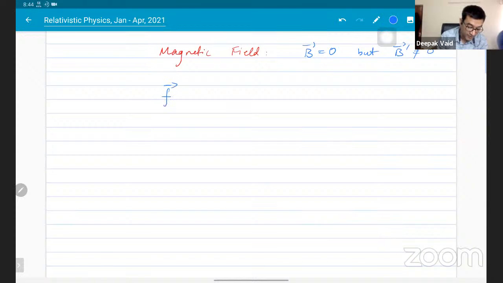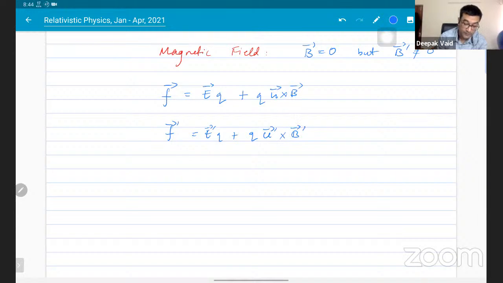So you might say that, well, I have used F is equal to EQ, but what about the Lorentz term, right? Q U cross B, and then I would have F prime is equal to E prime Q plus Q times U prime cross B prime. But remember that in the first frame of reference, the magnetic field is 0. In the second frame of reference, U prime is 0. So this is equal to EQ, and this is equal to E prime Q.